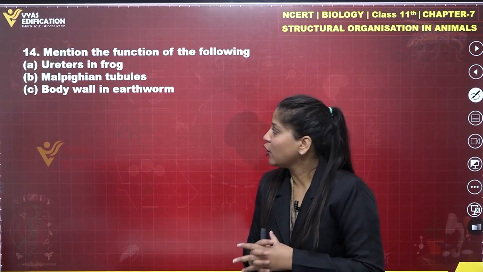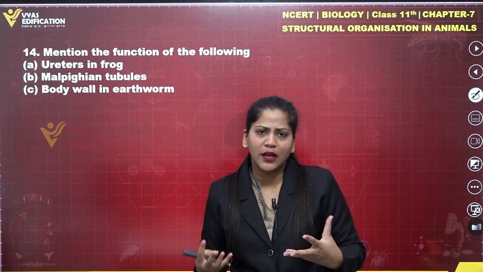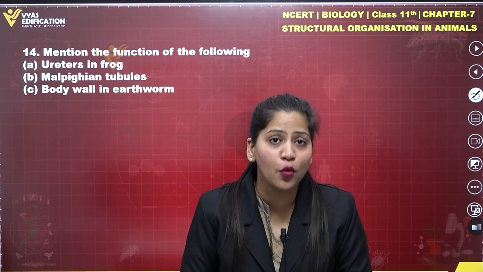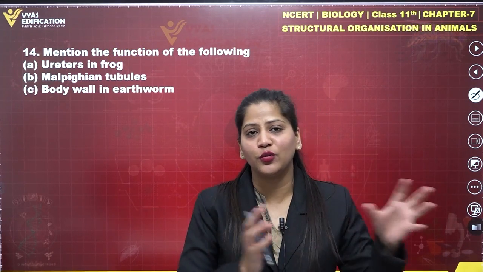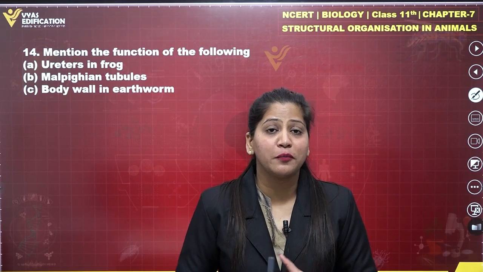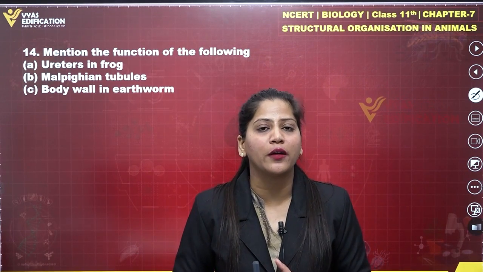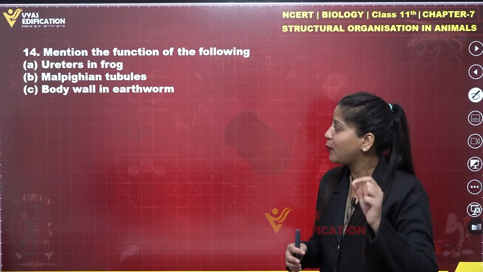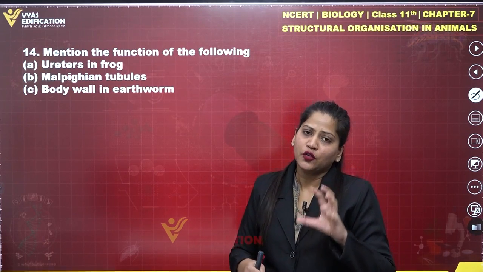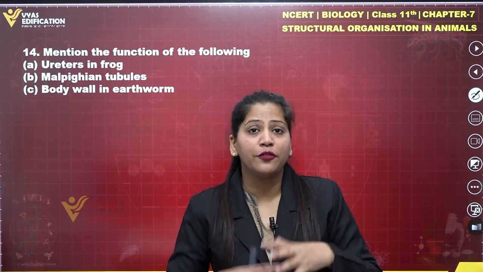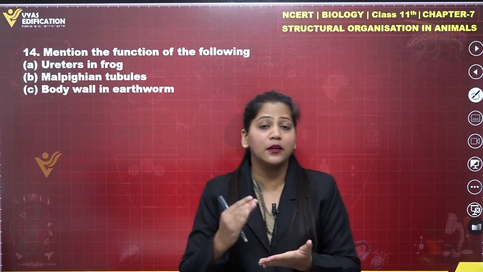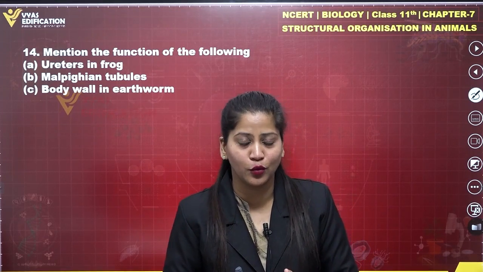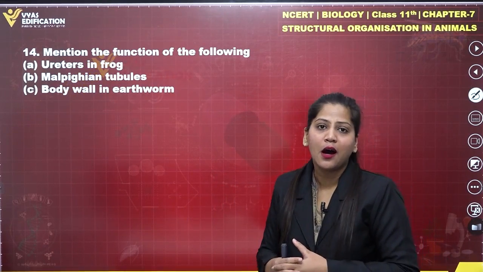If we talk about the Malpighian tubules, we know that Malpighian tubule is an excretory organ. Obviously, it is going to remove the metabolic waste from the body to the outside, right? So, this is the function of Malpighian tubule, which is actually an excretory organ present in the cockroaches. Moving on to the last part, the function of body wall in earthworm. The body wall in earthworm is made up of muscle layers. It helps in the movement and locomotion, right? This is the function of body wall in earthworms.